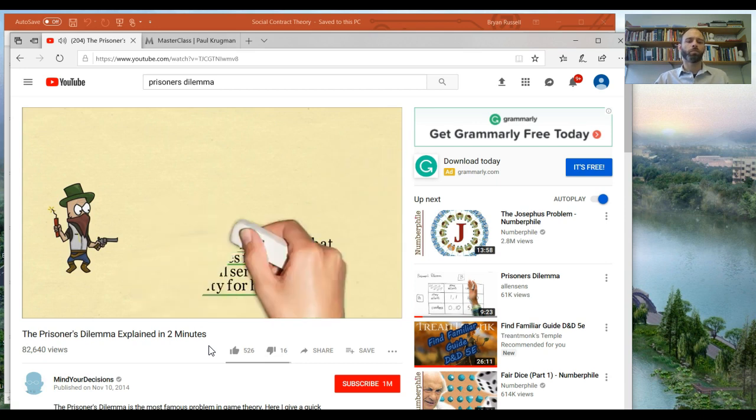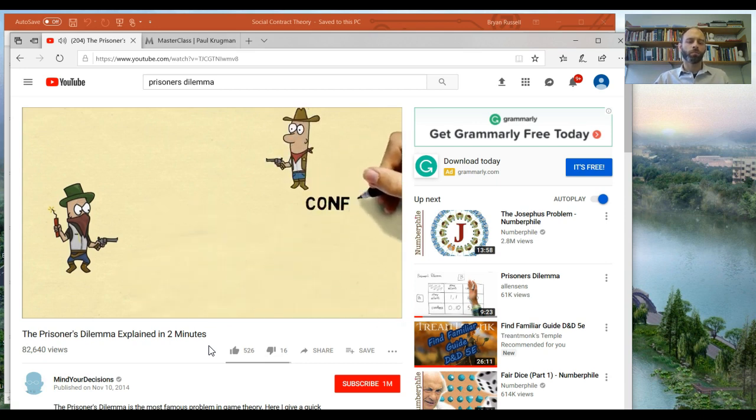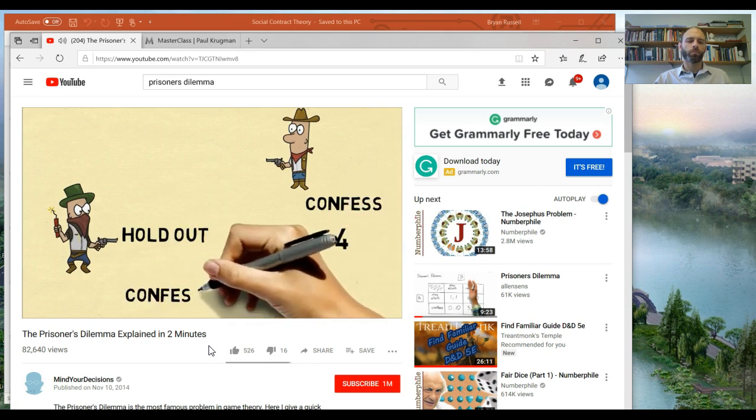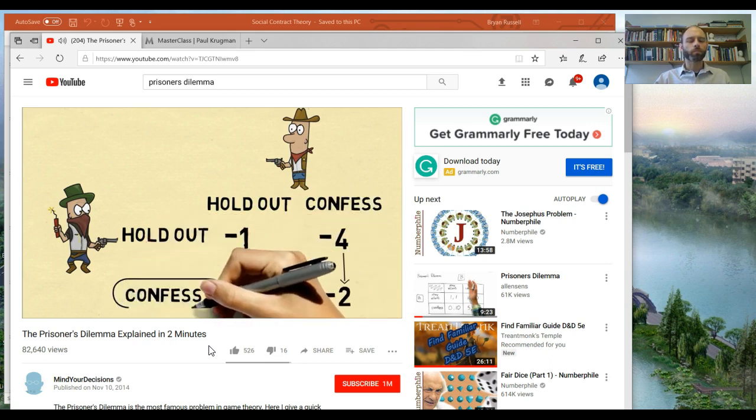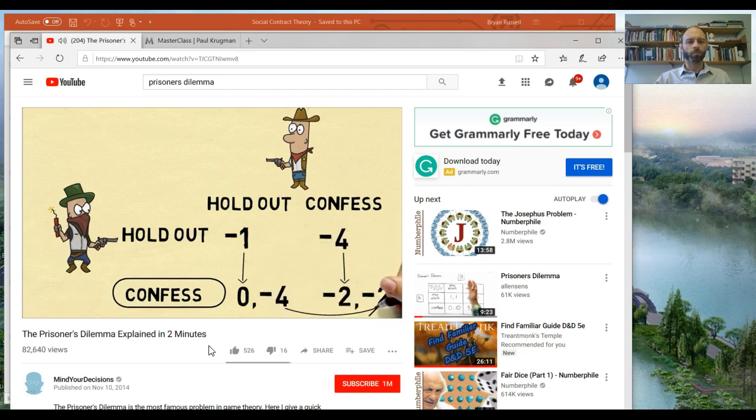That doesn't sound very good, so you think about it logically. If your partner confesses, then you'll serve 4 years in jail for holding out, but only 2 years for confessing. On the other hand, if your partner holds out as well, then you'll serve 1 year in jail for holding out, and you'll go free if you confess. Clearly, confessing is less jail time for you, no matter what your partner does.